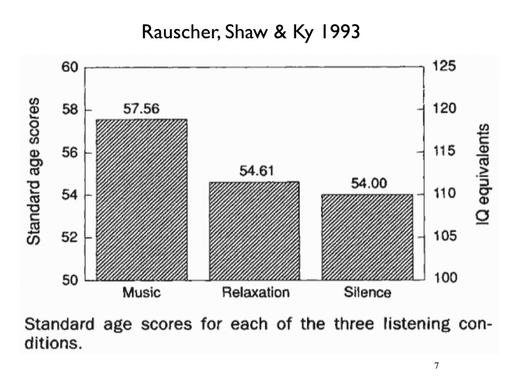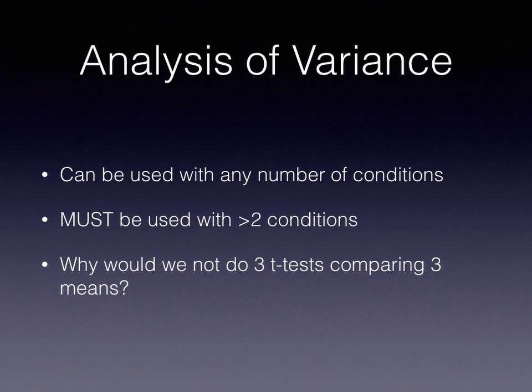So instead of using a t-test or 3 t-tests, we use something called the analysis of variance. It's a really cool statistic. You can use it with any number of conditions. You can use it with just 2 conditions. But when you have more than 2 conditions, you have to use ANOVA. You can't do multiple comparisons without some other correction to the type 1 error rate. ANOVA is one of those ways of correcting that. So why do we not do 3 t-tests comparing 3 means? Because it would increase the risk of type 1 error too much.